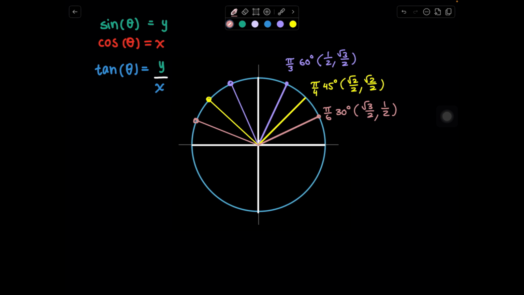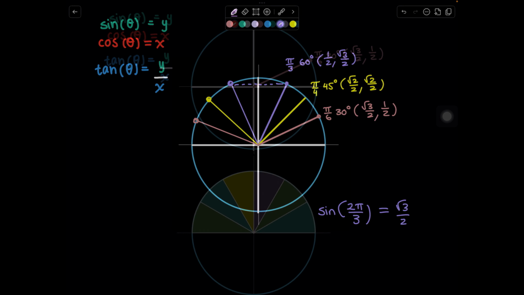And what that means is, if they ever gave you something like sine of 2 pi on 3, 2 pi on 3 is the same as 2 times this, which is 120. All you do is look here, and you say, wait a minute, the y value there is the same as that one. So that means this should also be root 3 on 2. So understanding this symmetry is very, very crucial to being able to solve these questions when they give you different types of angles in other quadrants.